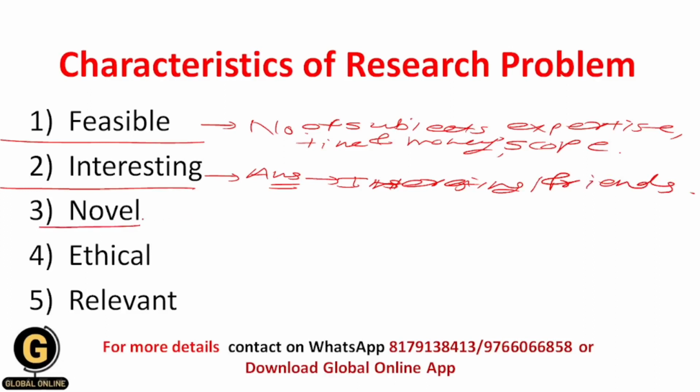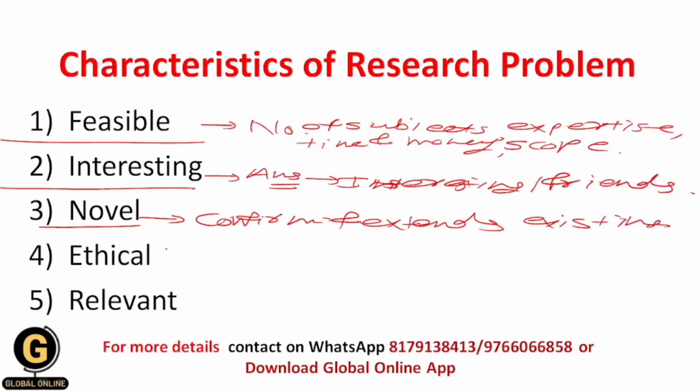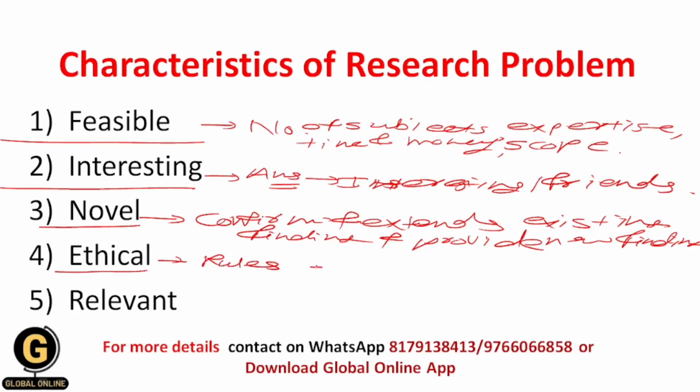Novel means that your research problem should confirm and extend existing findings, and provide new findings. And it should be ethical. Ethical means it should have proper rules and regulations, and your research problem should be accepted by the institutional review board. Whenever they accept your research problem, it means that your research problem is ethical.